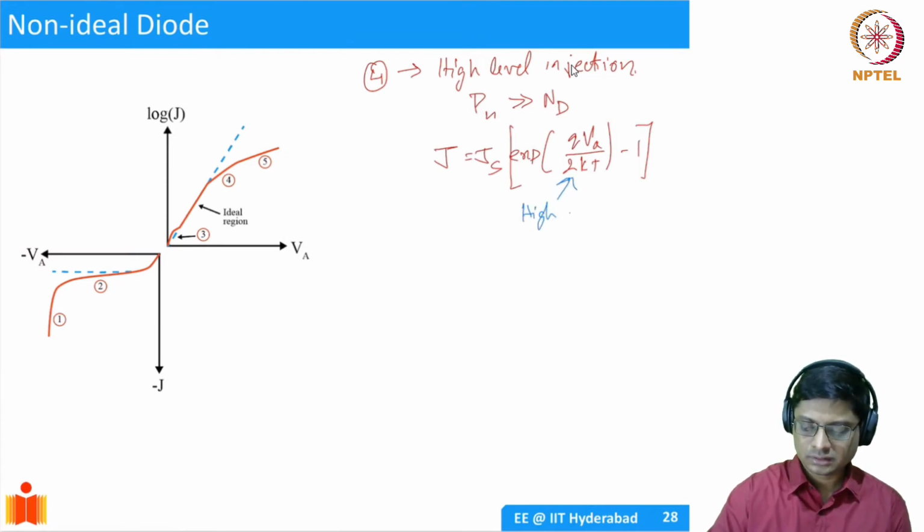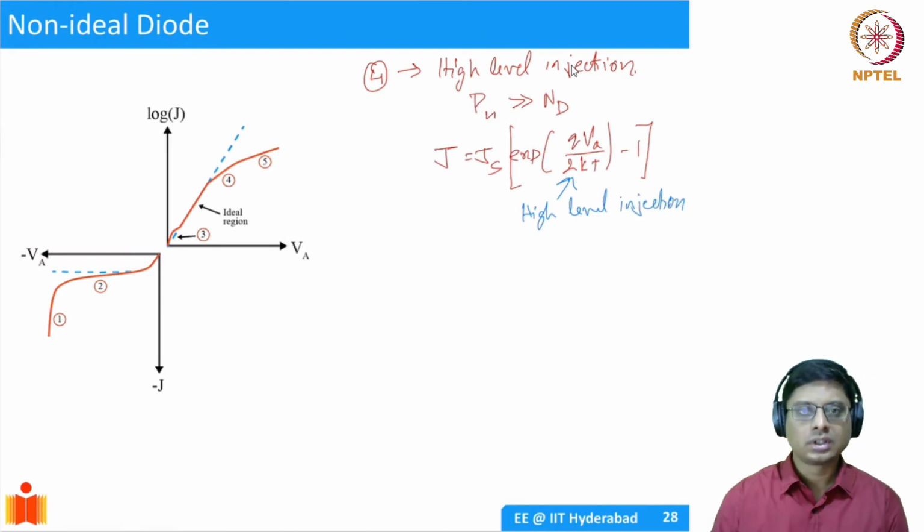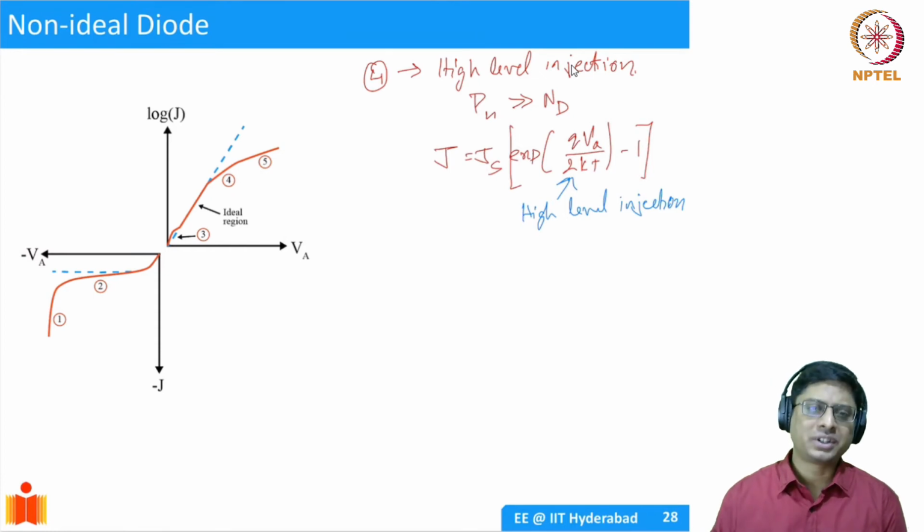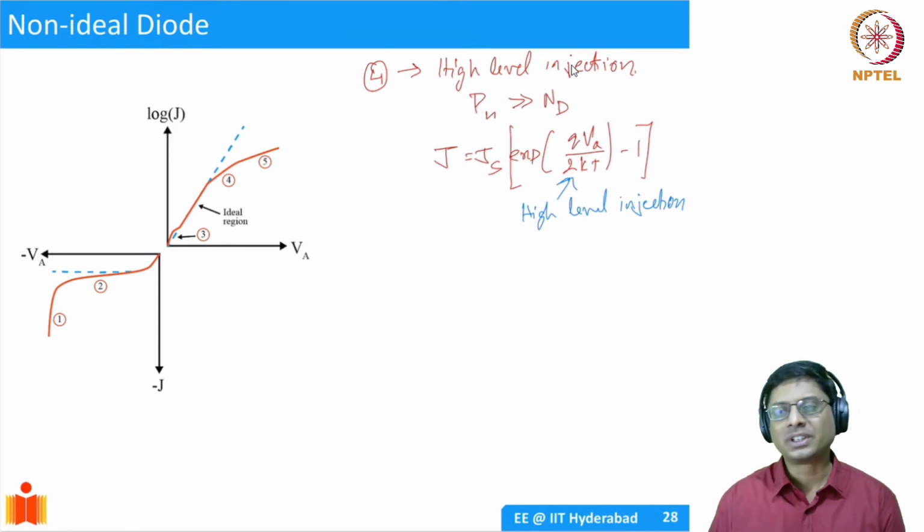High-level injection. It's only applicable at very high gate voltages. In the normal gate voltages, you don't need to worry about it, but at high gate voltages, you have to take it into account. And we are not proving it also. We are not even trying to show you why that is. We just say that this is what it is. Otherwise, we'll have to go into all sorts of complications.